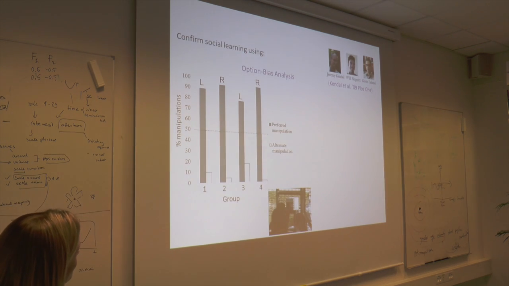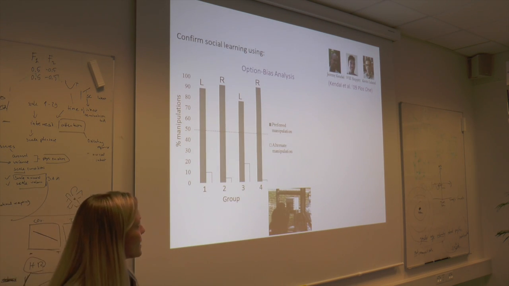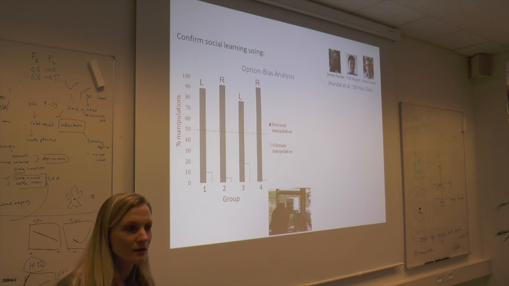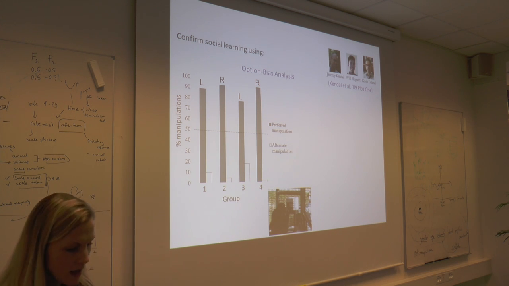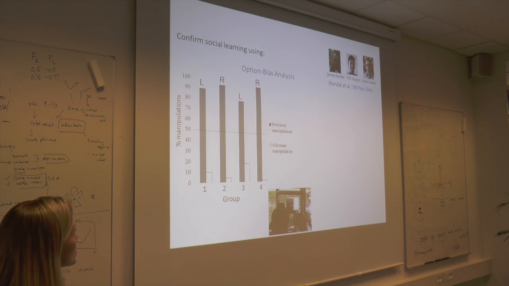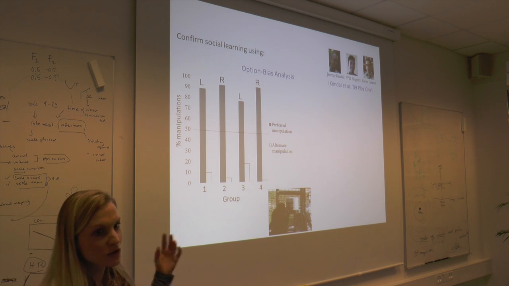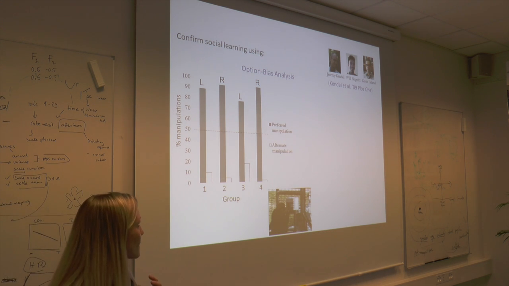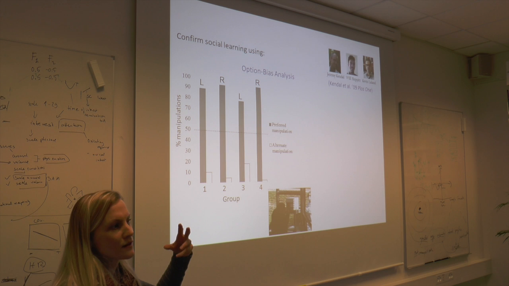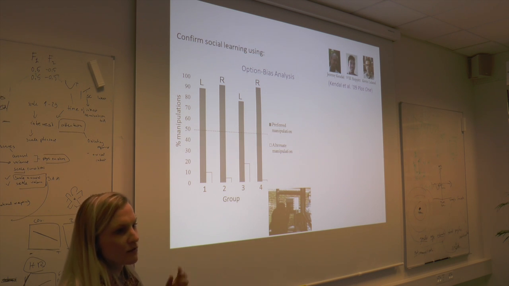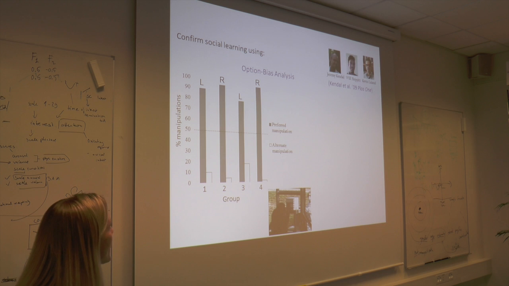But first, before we talk about transmission biases, we've got to confirm that there's social learning going on in these groups. And you can see from this graph, which just shows you the percentage of manipulations to the left or right in each group, there's a very strong bias within each group for either pushing left or right. So this is where we're talking about homogeneity of a trait within a group could be a really strong indicator of culture or tradition.